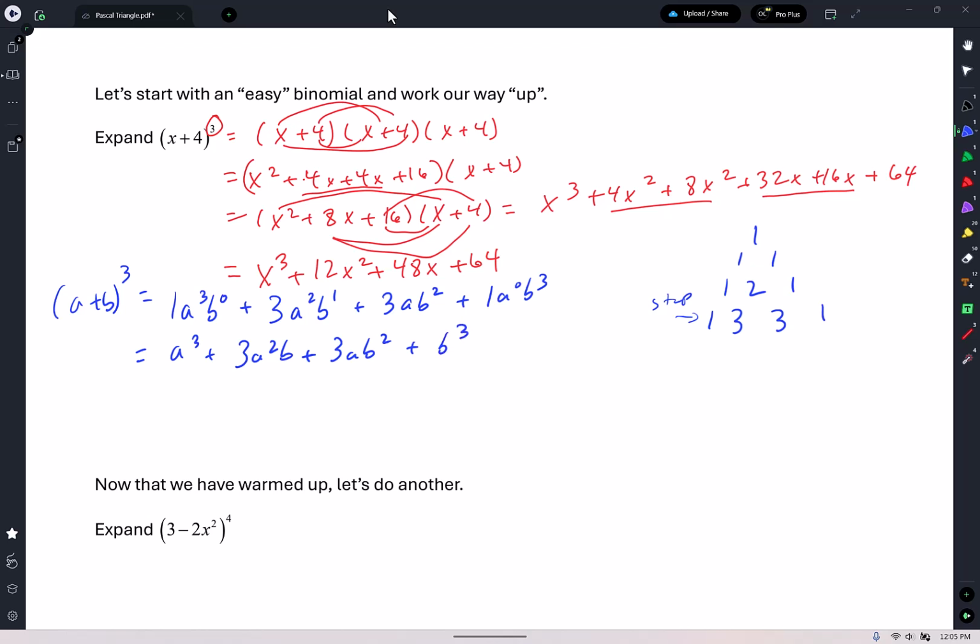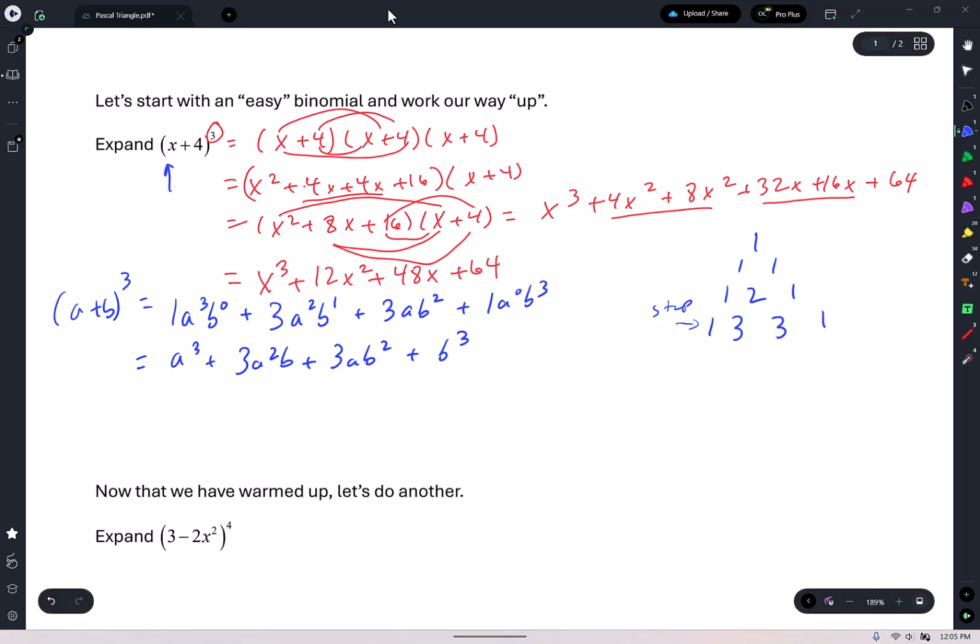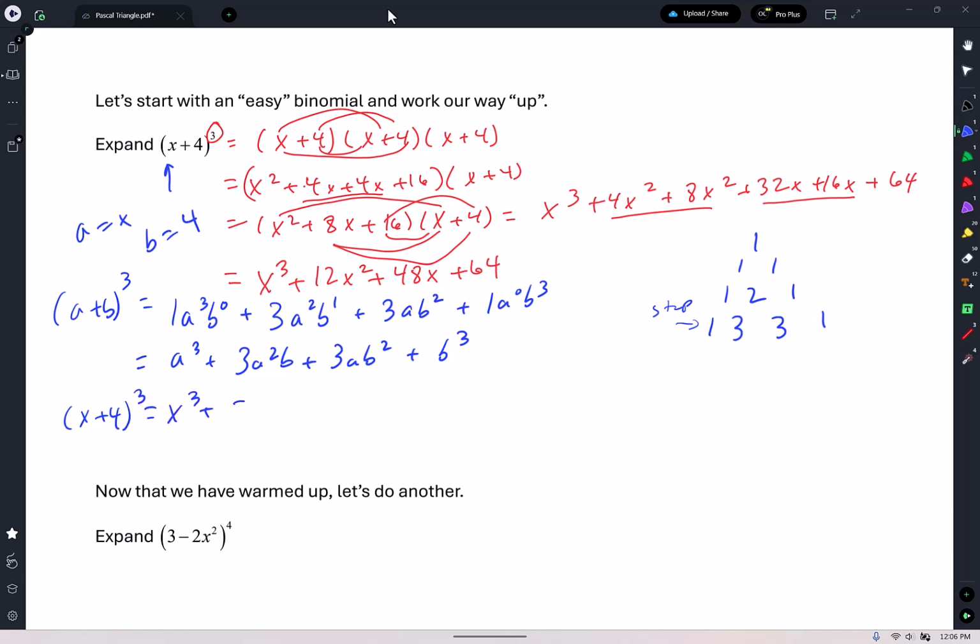All right, then we got to say what a and b is. So I come up here and I know that a has to equal x and b has to equal 4. So here we go, guys. I'm going to write x plus 4 raised to the third power equals x cubed plus 3x squared times 4 plus 3x times 4 squared plus 4 raised to the third power. So let's see, x cubed plus 3 times 4 is 12, so 12x squared plus 4 squared is 16. 16 times 3 is 48. 48x plus 4 times 4 is 16. 16 times 4 is 64.